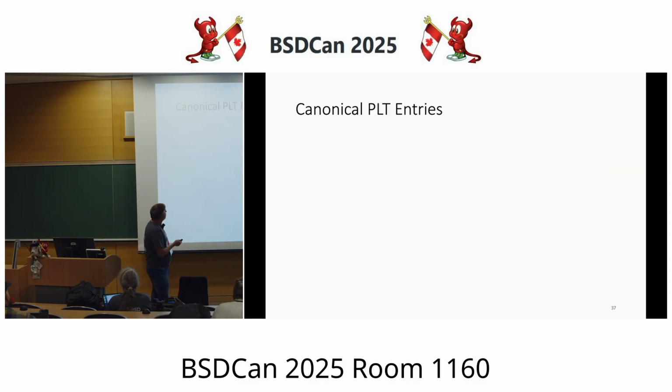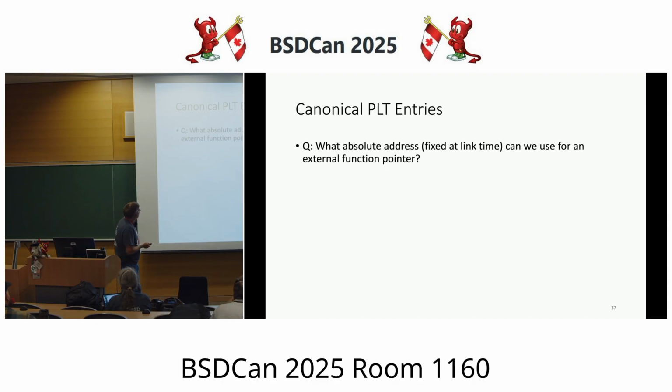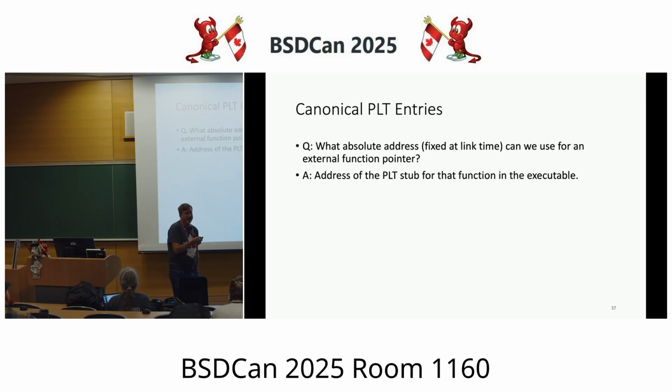This is another thing that the GNU folks don't have a name for, but one of the LLD developers has a name that I like, called canonical PLT entries. This one's a little interesting too. So what address can we use? It has to be fixed at link time, before we load it into memory, for the pointer to fclose. Well, we can use the address of the PLT stub in the executable. And that kind of seems okay, right? Because when you jump to the PLT stub, it will resolve and call the real function eventually. So that all seems fine.